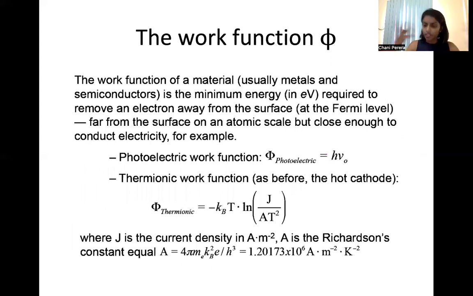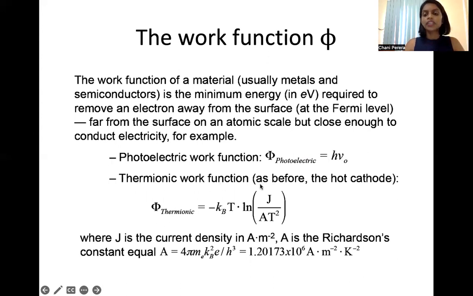The work function is another way of, we talk about this, the minimum energy to remove an electron from the surface at its Fermi level. But these are not surface atoms. These are like innermost electrons, right? The photoelectric work function is given as h times nu naught.